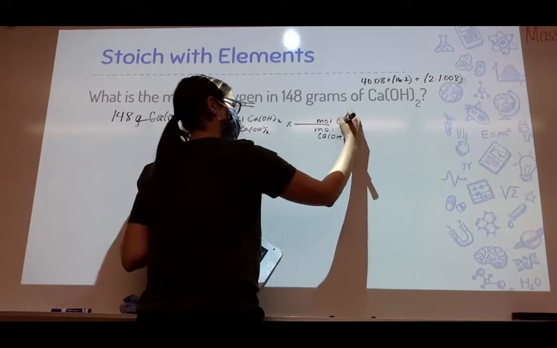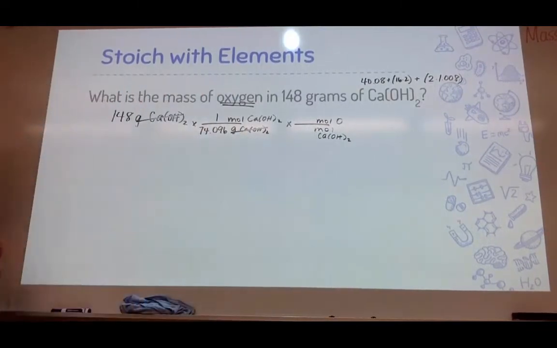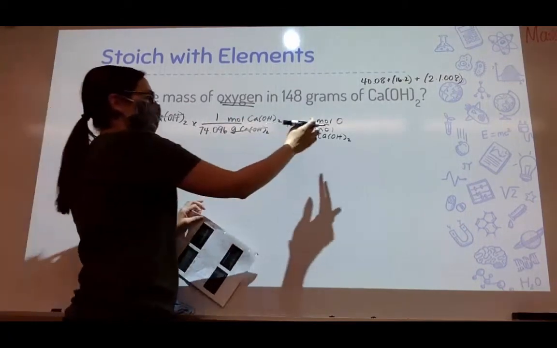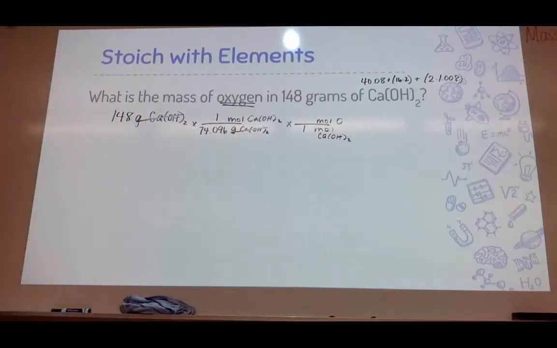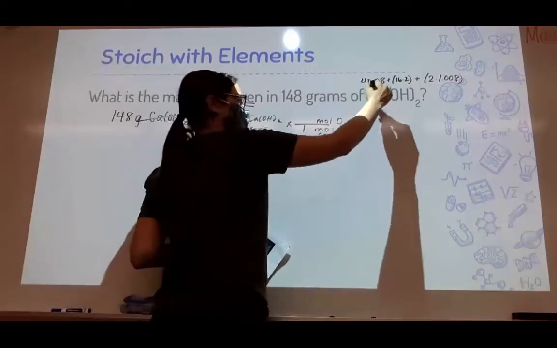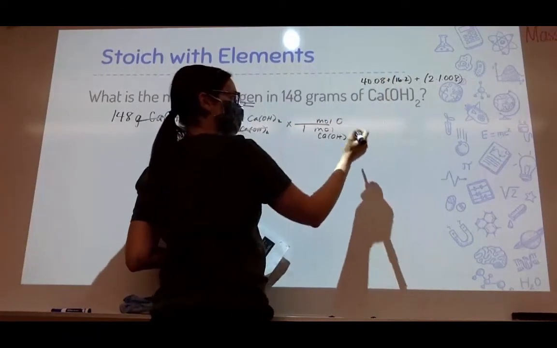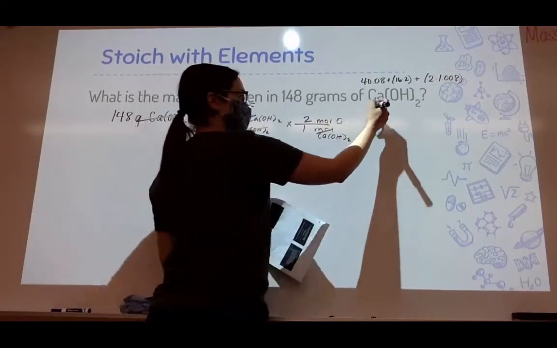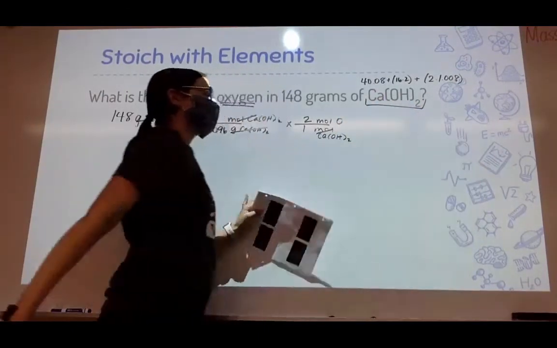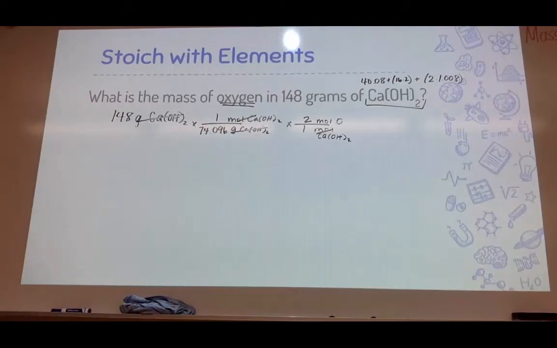And I want just O. It doesn't say oxygen gas. It's not O2. It just wants the element, right? The single atom. So for one calcium hydroxide, how many oxygens are in this formula? 2. All right, so for every 1 calcium hydroxide, there are 2 oxygens.